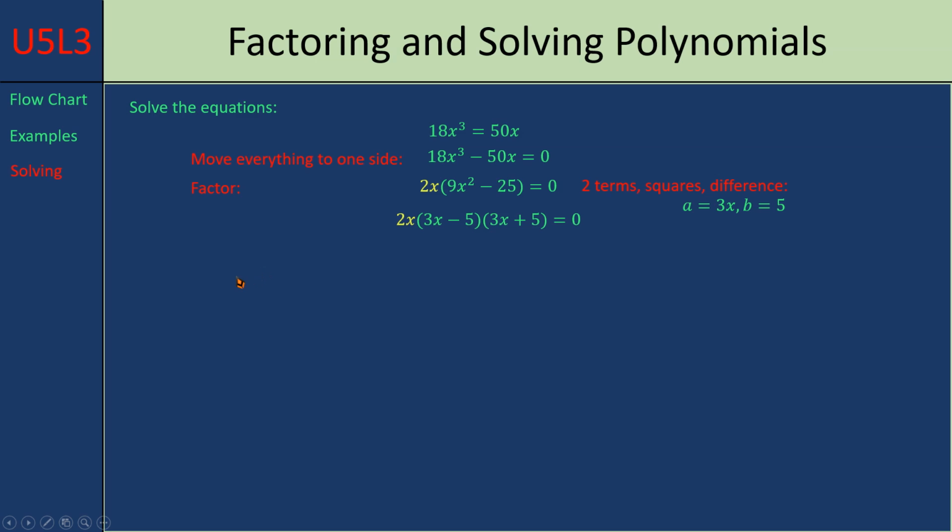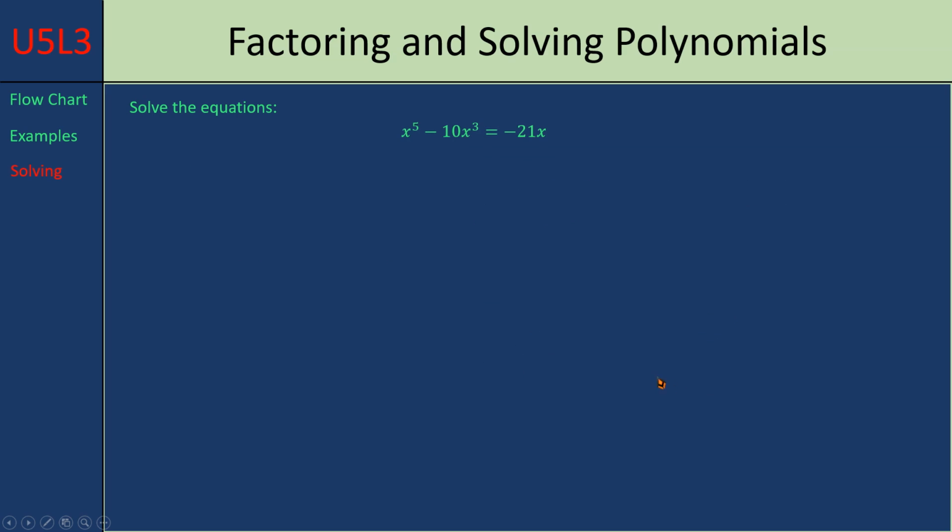And then the next step is to set each factor equal to 0 and solve. Remember, the 2x is also a factor, right? Because we factored out that GCF in the beginning. So 2x equal to 0, and then 3x minus 5 equal to 0, and 3x plus 5 is equal to 0. And you solve for each of them. Divide by 2, x equal to 0. Add 5 to both sides, divide by 3. Subtract 5 from both sides, divide by 3. Okay.